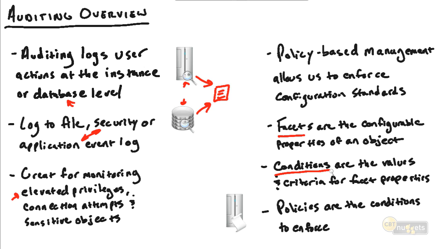Conditions are going to be the values that we want to enforce on the properties of our facets. So let's say we have a database facet and we have an auto shrink property. Well, we could set the condition to be auto shrink equals false, meaning we don't want auto shrink on any of our servers, so we can enforce that by setting up a condition. And finally, policies are just a set of rules, a set of the conditions that we want to enforce.